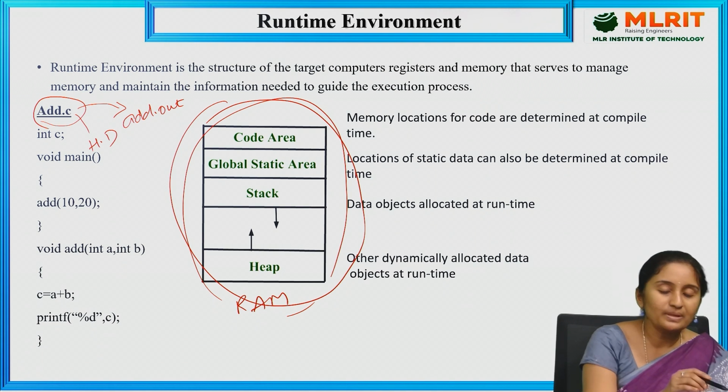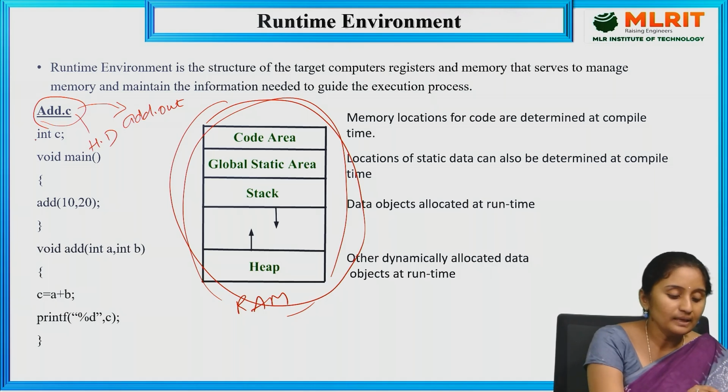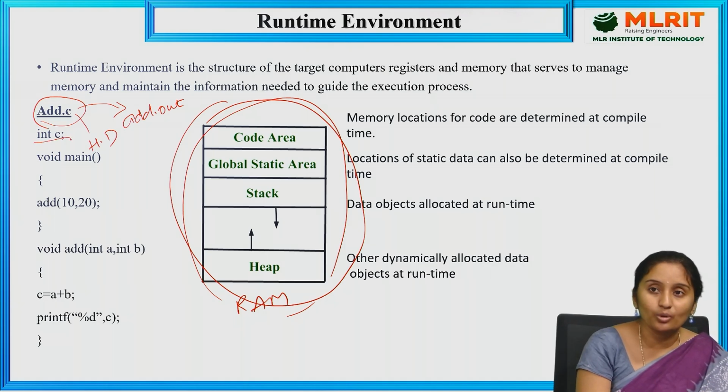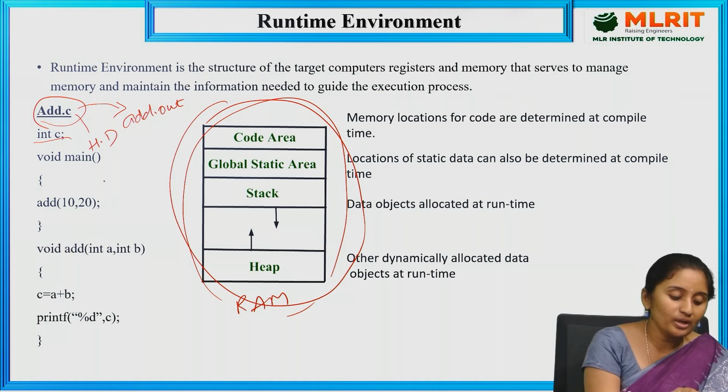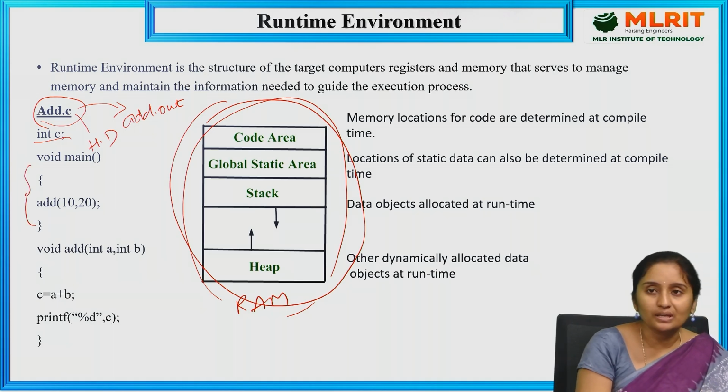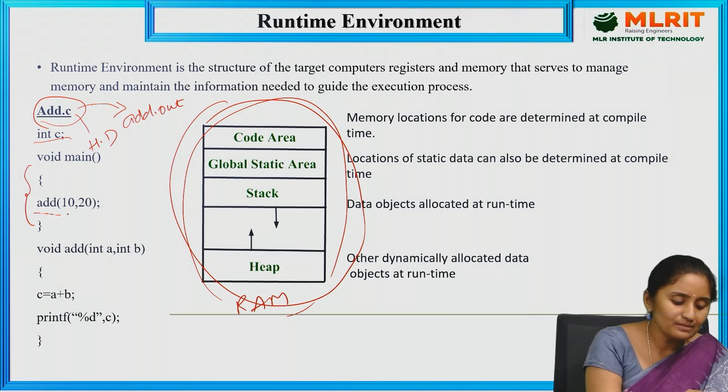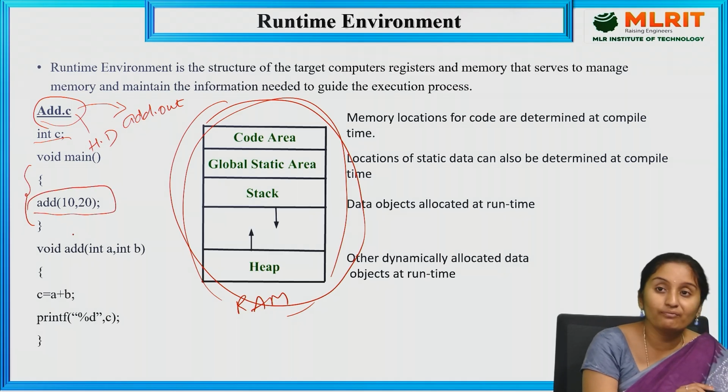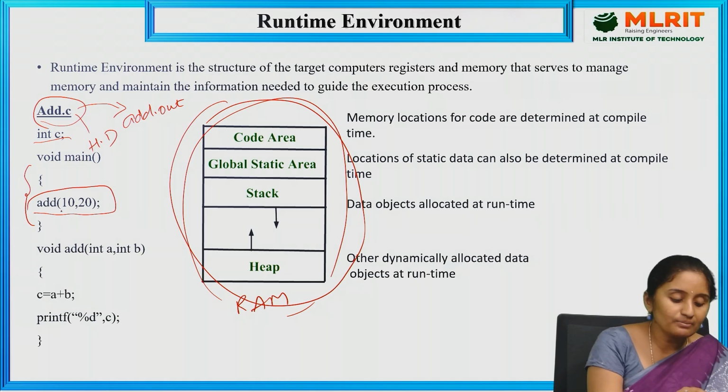So what happens in this program? Here int c is a global declaration which is declared before main, and this is the main program, void main, and some statements I have written over here, 10 comma 20. Whenever we see a function call, it directly jumps to the definition where the definition of this function is there. So it comes to this definition and it executes it.